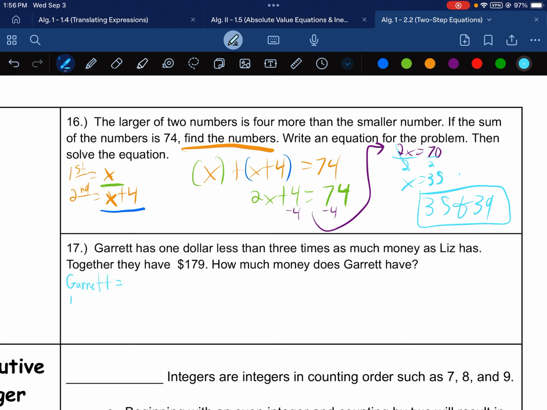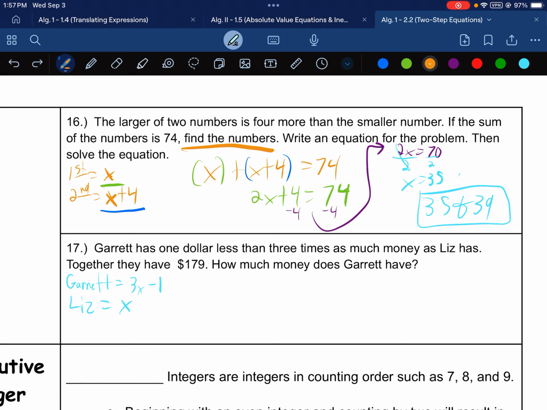So we're going to have Garrett's money, and Liz's money. And since we're comparing Garrett's to Liz's, with phrases like "as Liz has" or "than Liz has," we're going to make Liz the variable x, or whatever we want to call it. And then Garrett's is going to modify it. So $1 less than 3 times as much. So 3 times as much minus 1. Remember, less than means subtraction, but we got to flip the order. So we're going to do something minus 1. In this case, 3 times as much money as Liz has, 3x minus 1.